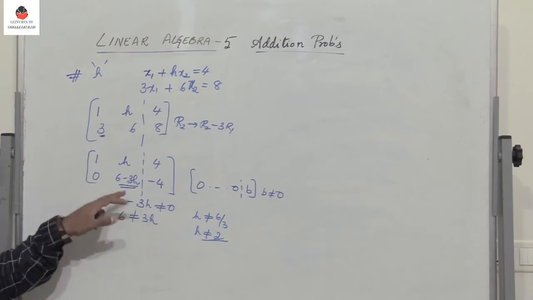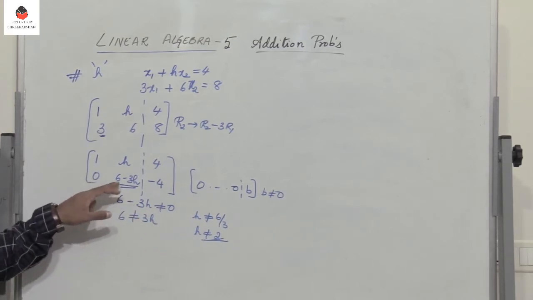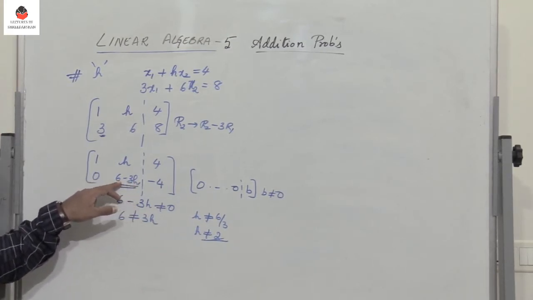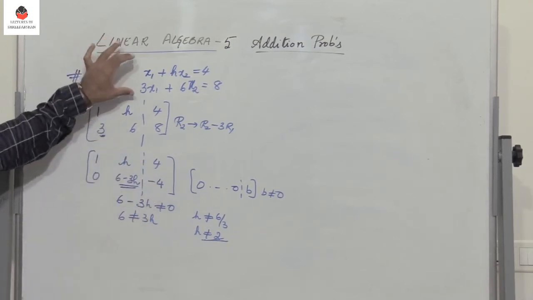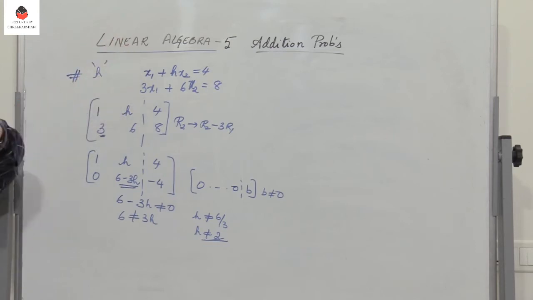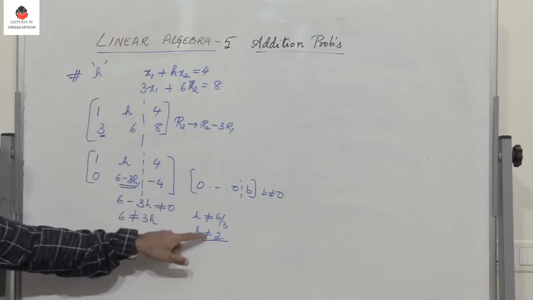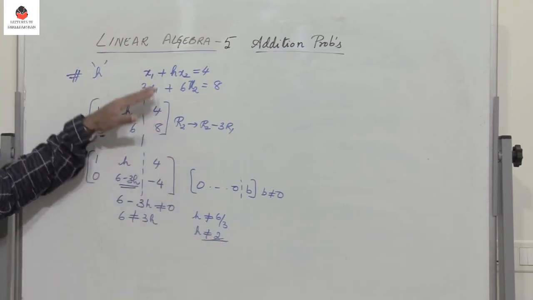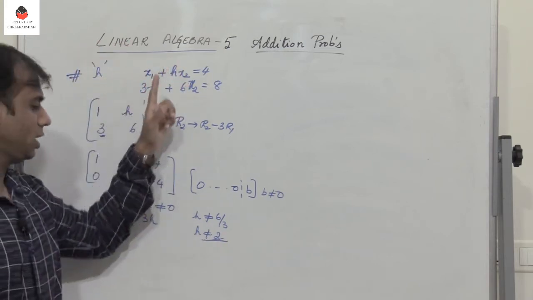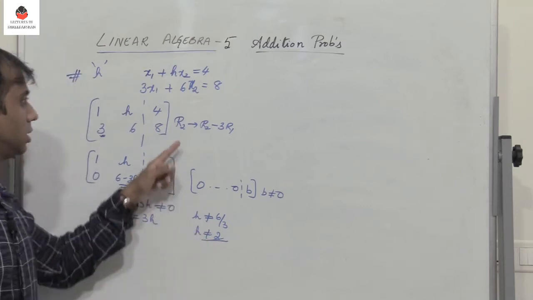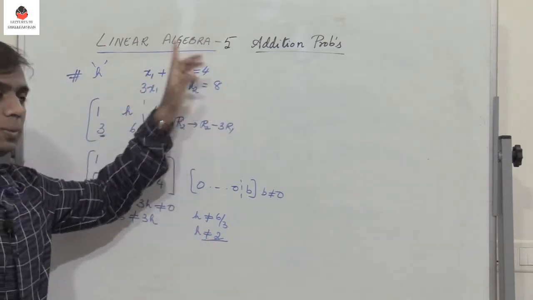So if h is equal to 2, what happens? I get 0, and 6 minus 6 would be 0. So we would get 0 0 minus 4, thereby making the system of linear equations inconsistent. Therefore, if h is not equal to 2, then the system of linear equations will be consistent. For any given value of h apart from 2, this set of linear equations would be consistent.